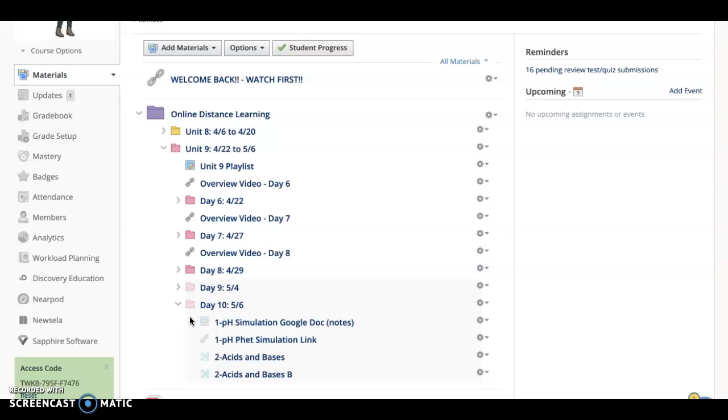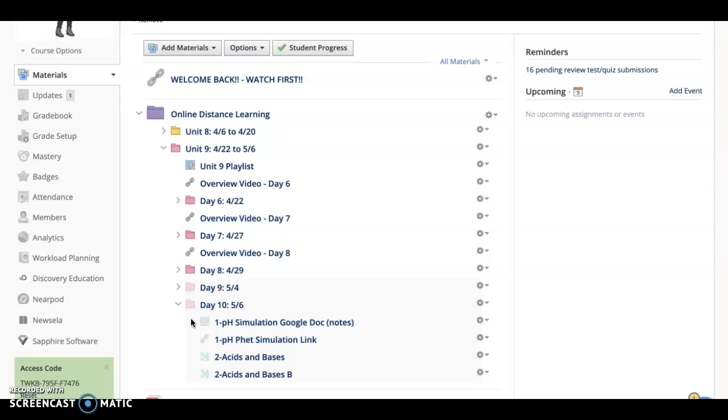So there is a simulation, another PhET simulation that's looking just at the pH. So you're going to be looking at the pH of different substances. And this is a Google Doc. Again, these are going to just be your notes. So you do not have to turn in this Google Doc, but you're going to want to use that Google Doc to answer questions on the puzzle piece, because that's the graded assignment for this day.